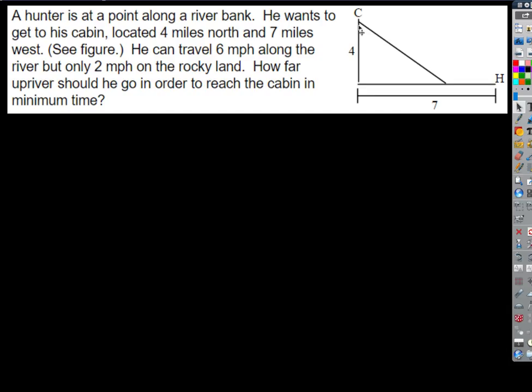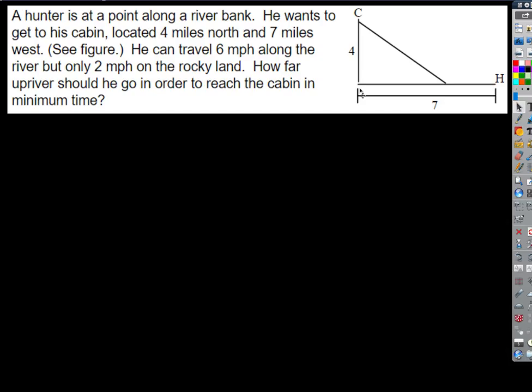He can walk 2 miles per hour along the rocky land, but he can walk 6 miles per hour along the river. We know that the cabin is 4 miles away from the river and 7 miles downstream. So what are we going to do first?